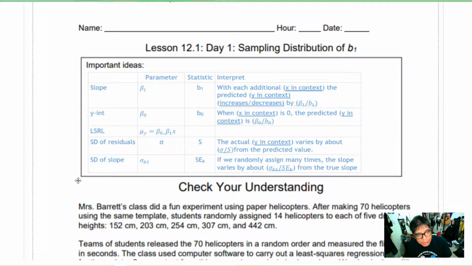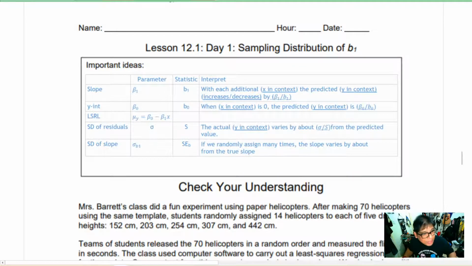Similarly, the true y-intercept is going to be called, sorry, I said B, I meant beta, beta 0, and for the slope, beta 1. So beta 0 or beta naught is the true y-intercept of the relationship, and it is approximated with the statistic B naught. The least squares regression line then is given to us by the average of y values, or y-hat, is equal to B naught plus B1 x.